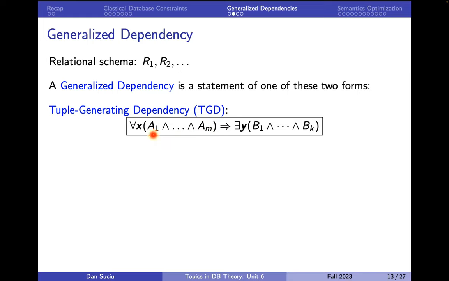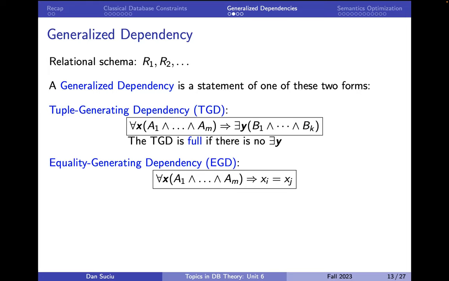For all X, where X is a set of variables, and here we have a conjunction of relational atoms. We say that this implies, so for every X, if this holds, then there exists Y such that a conjunction of possibly other atoms holds. I should emphasize here, I should have put a parenthesis. These variables X apply to the entire expression. I really should have put big parentheses from for all X all the way to the end. Okay, these are called tuple generating dependencies. The TGD is called full if there is no existential quantifier.